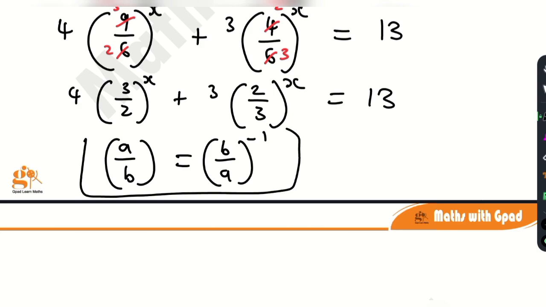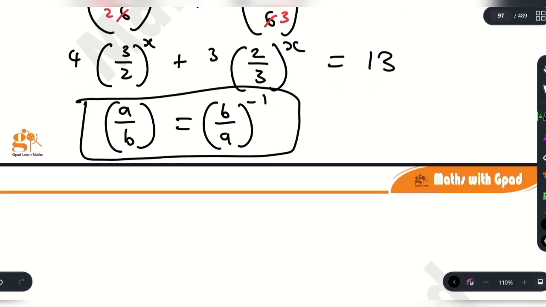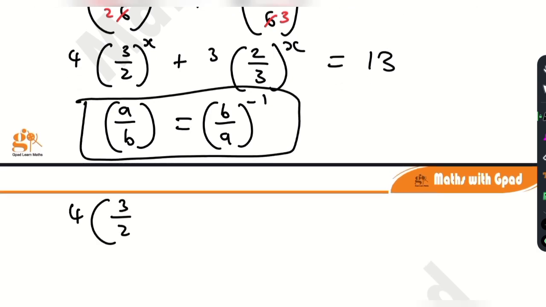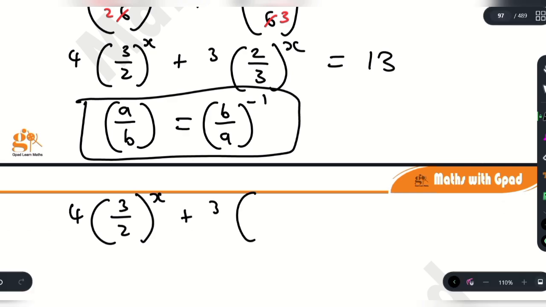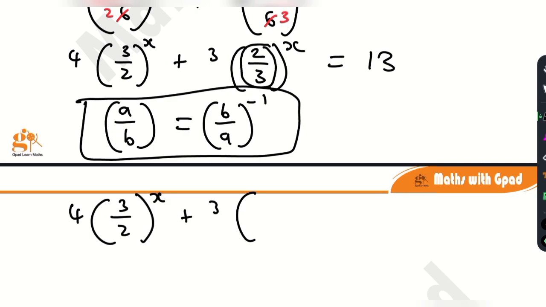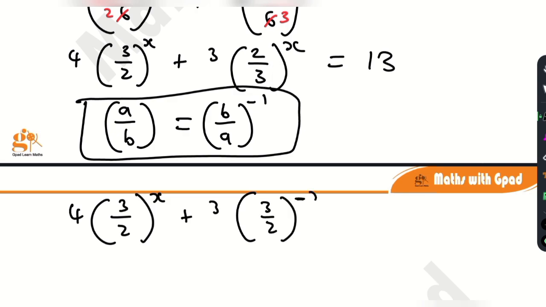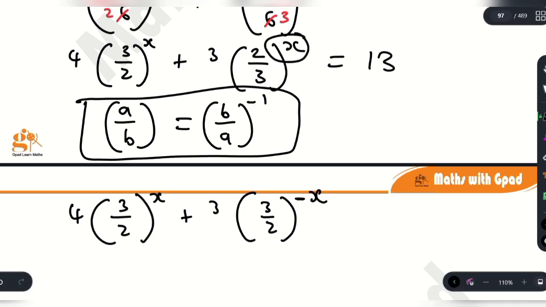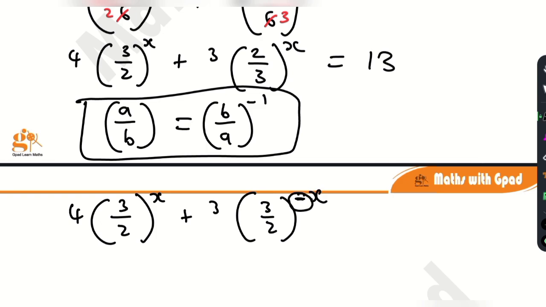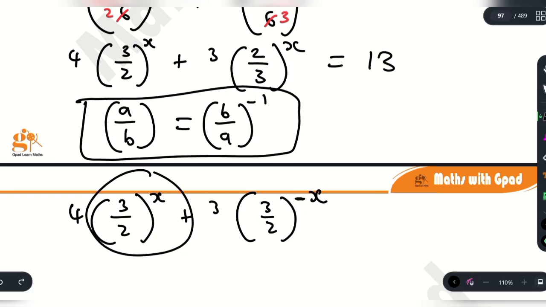So let's just put this in a box. This is something you must know. Then I have 4 bracket 3 over 2 raised to the power of x plus 3. Now watch this now. If I write 2 over 3 as 3 over 2, so I'll put a minus, then x. Notice this was just x, but now I'm having what? Negative x, because this negative sign when applied to this fraction, we return it to what? 2 over 3. So nothing has changed. I just made it to look like this right here, okay?